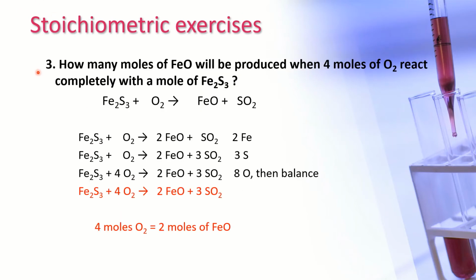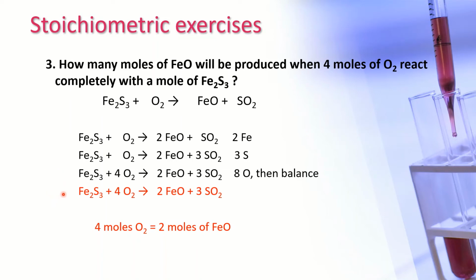Number 3. How many moles of ferrous oxide will be produced when 4 moles of oxygen react completely with a mole of ferric sulfide? The equation is ferric sulfide plus oxygen will produce ferrous oxide plus sulfur dioxide. So, to solve this problem, we need to balance the equation first.